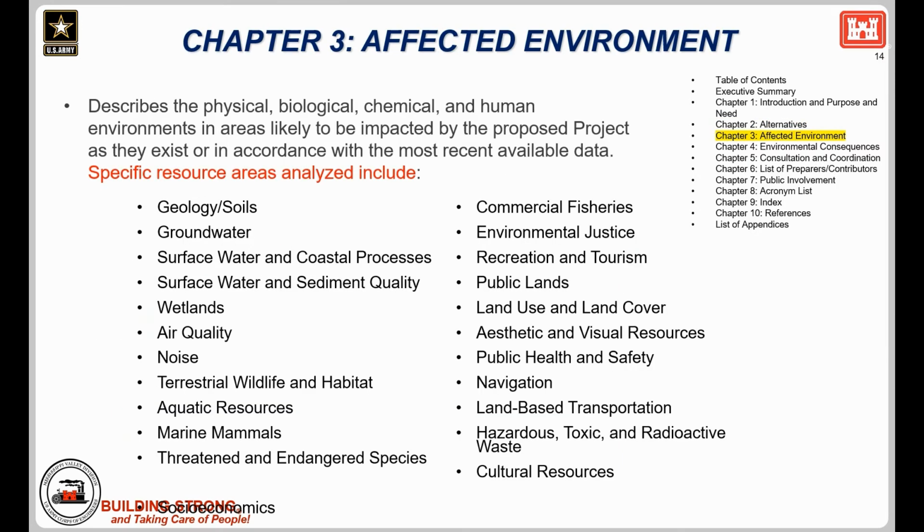The Affected Environment chapter gives a description of the existing conditions and trends in the project area, which may be affected by each alternative. It establishes a baseline that we can then use to evaluate impacts in Chapter 4, the Environmental Consequences chapter. Chapters 3 and 4 are broken down into 22 distinct resource areas as listed here.